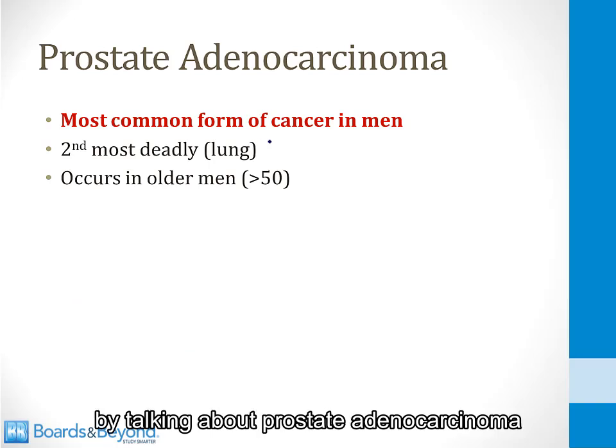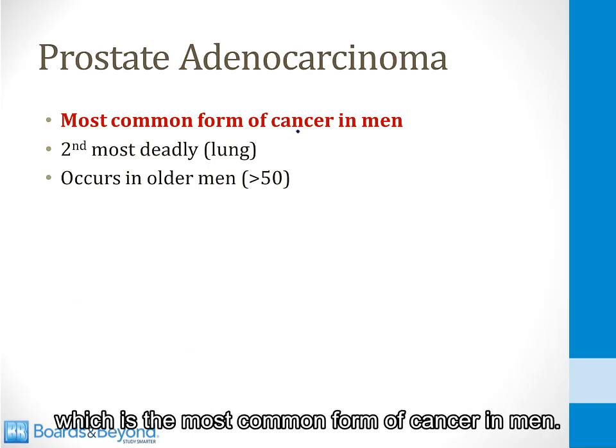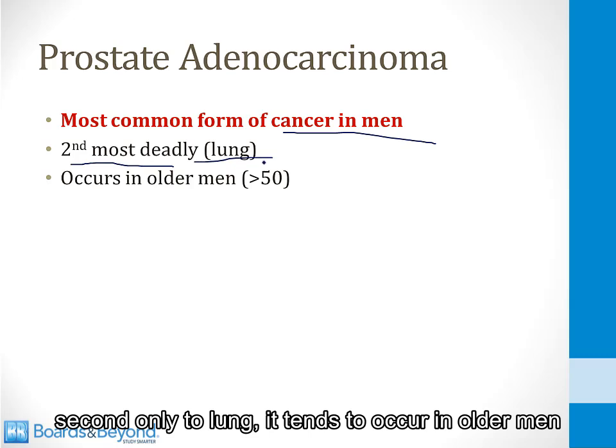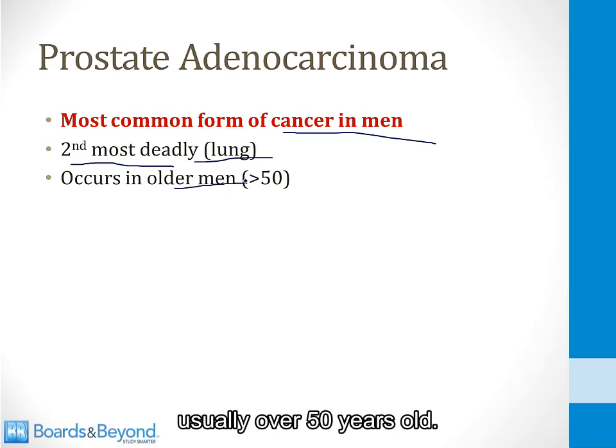I'll finish this video by talking about prostate adenocarcinoma, which is the most common form of cancer in men. It is the second most deadly form of cancer in men, second only to lung. It tends to occur in older men, usually over 50 years old.